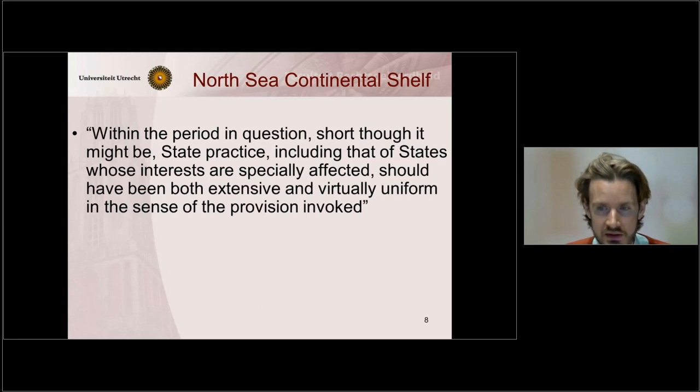Within the period in question, short though it might be, state practice, including that of states whose interests are especially affected, should have been both extensive and virtually uniform in the sense of the provision invoked. So states must have complied with the provision, must have acted in conformity with the provision, and this must include not only states party to the convention, because those states would be acting pursuant to their obligation under the convention, but the state practice must also include states that are not party to that convention, because those states especially would be acting under a sense of obligation derived from customary international law.